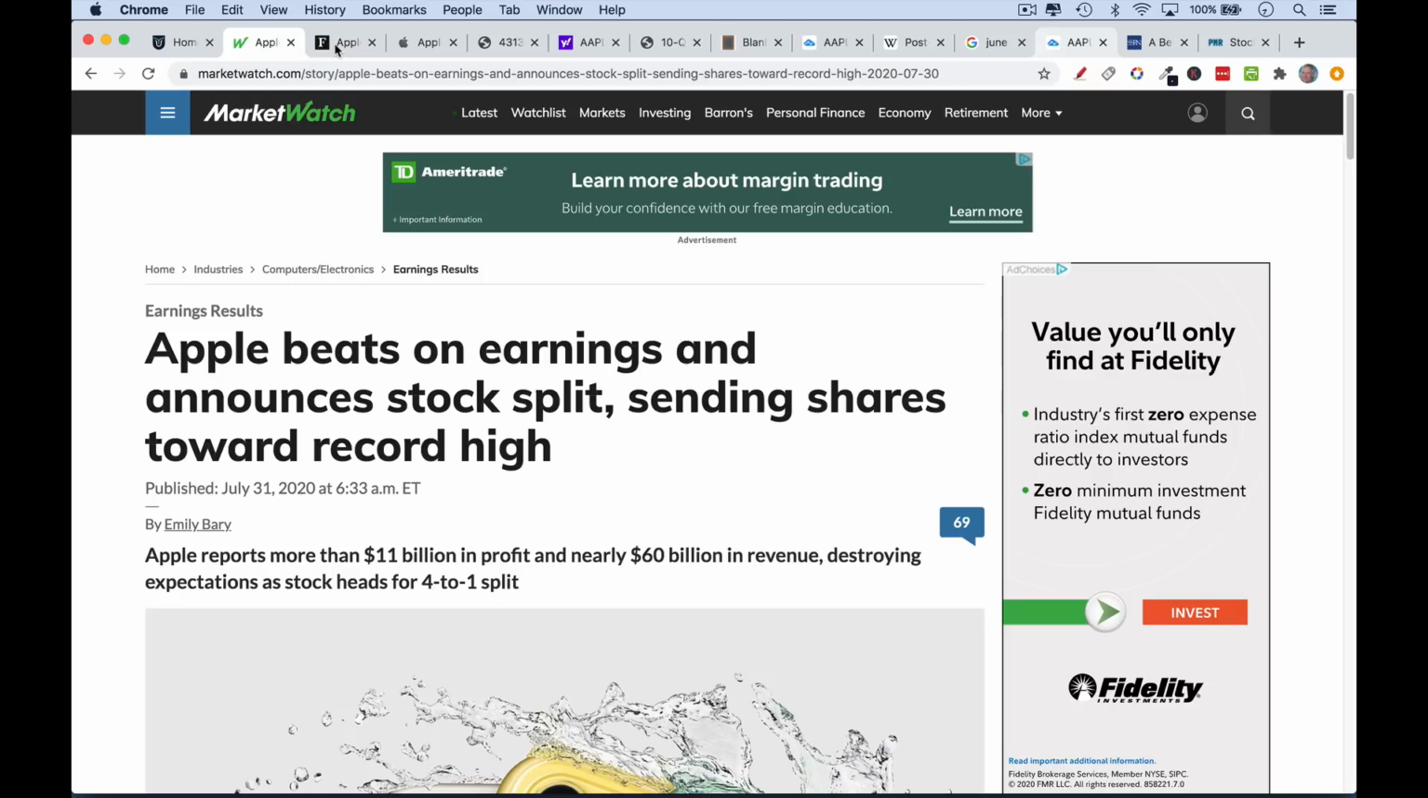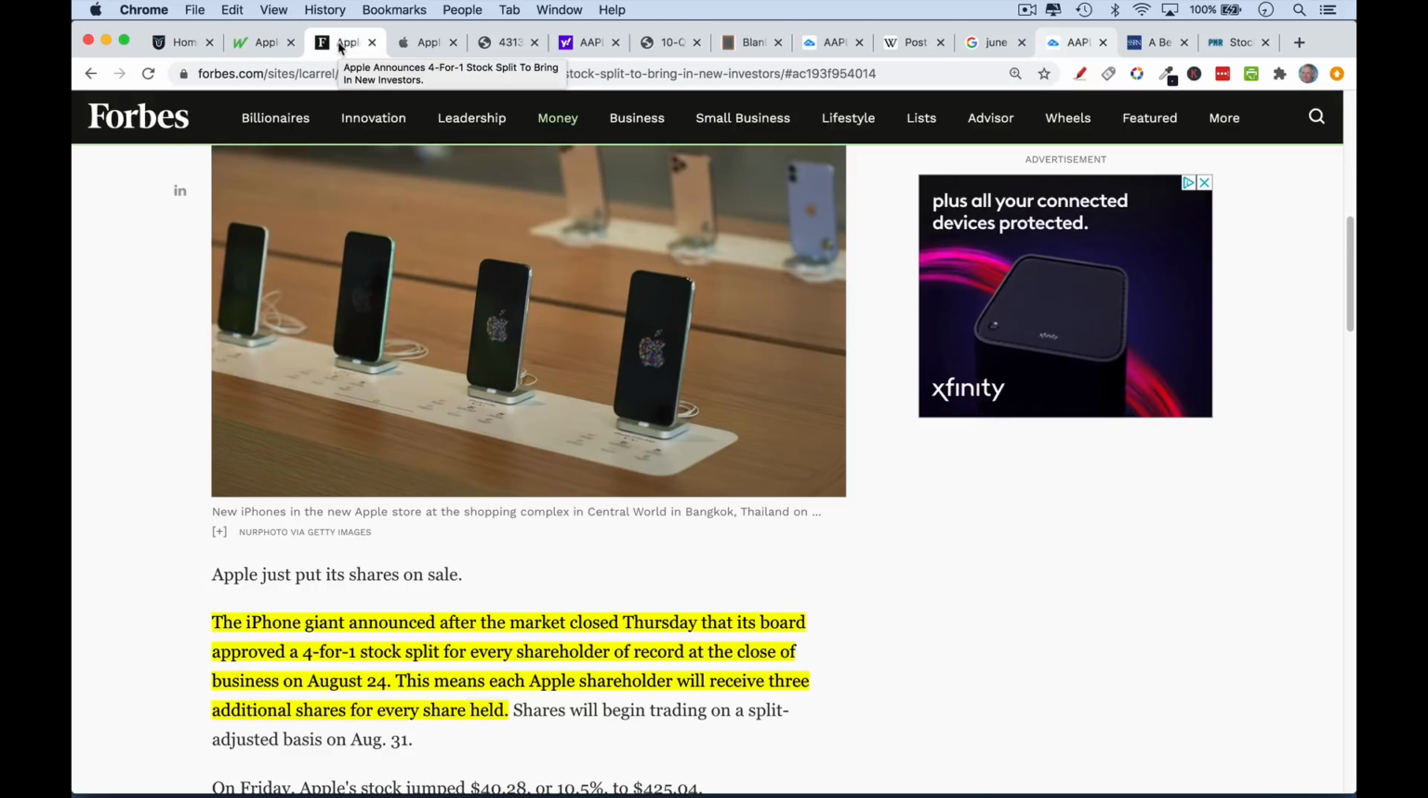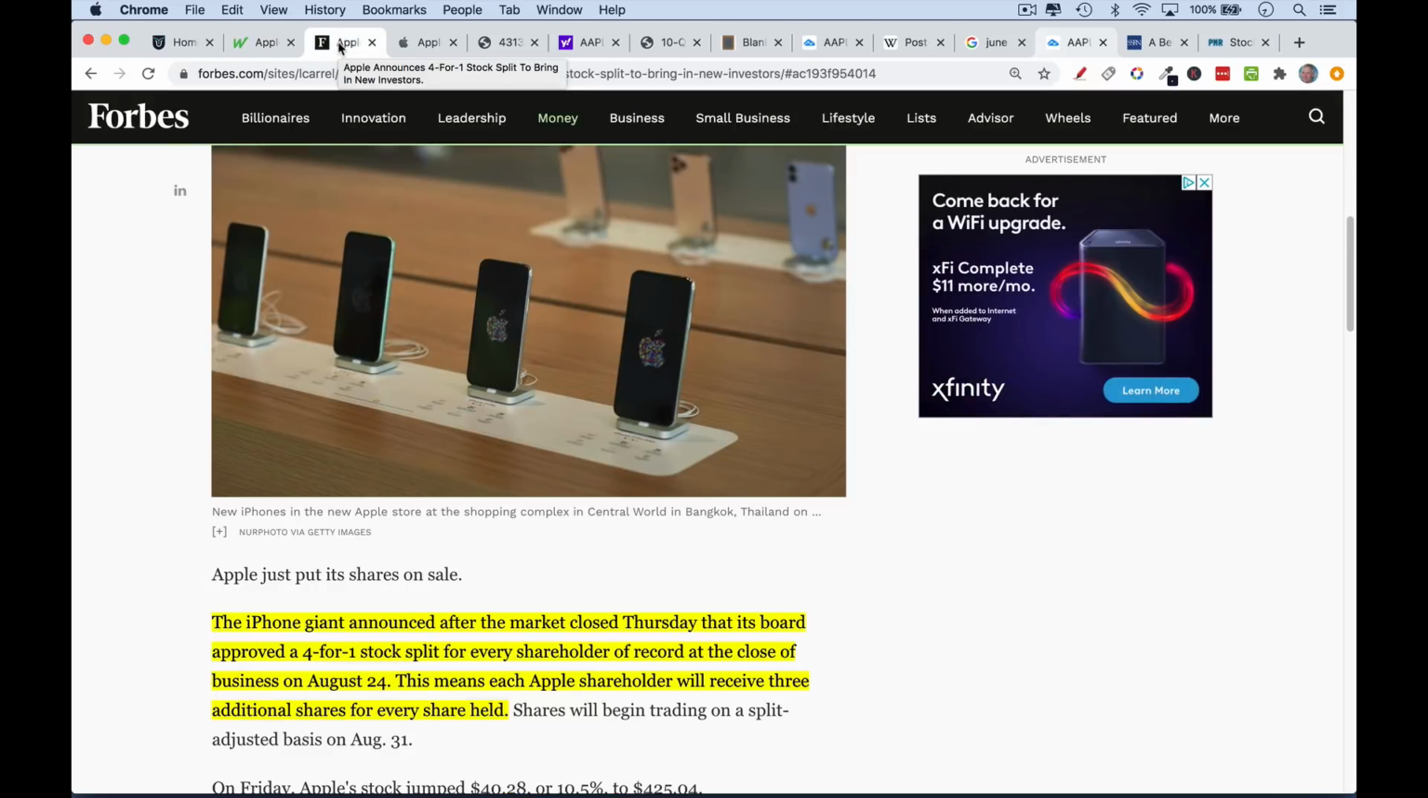So we got an announcement last Thursday after the market closed that Apple was going to be doing a 4-for-1 stock split. And what this means is that when they do it, every shareholder will receive 3 additional shares for every share that they are holding.